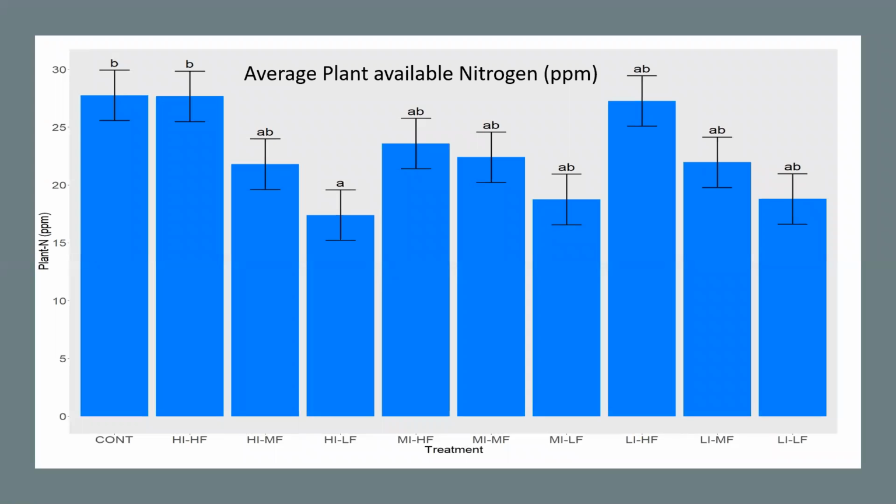This graph shows the average plant available nitrogen. Here, when we say plant available nitrogen, we are talking about the combination of ammonium and the nitrate. Similar alphabets mean that the two groups are statistically at par or are at the same level, and B is superior to A, means B has the higher plant available nitrogen than A.